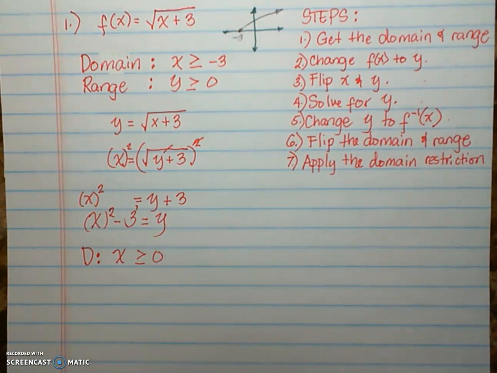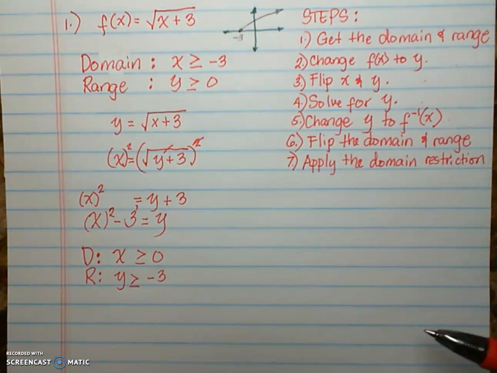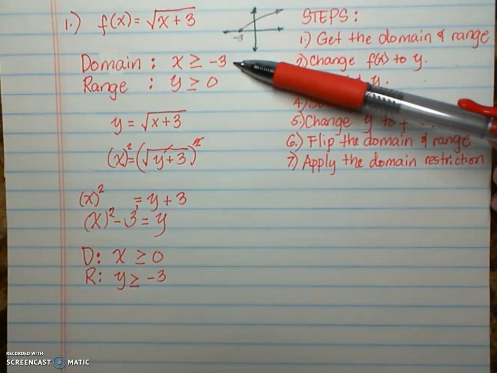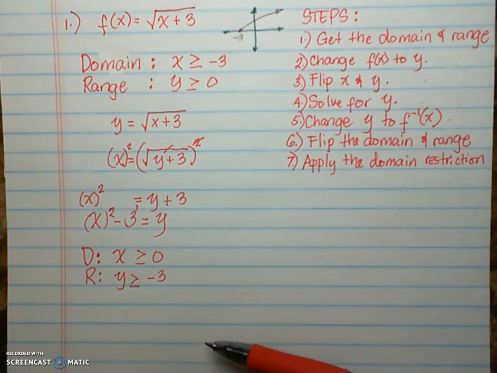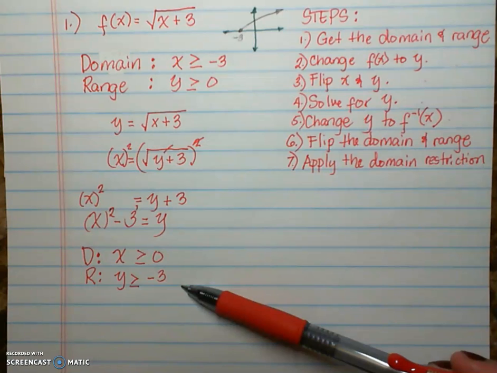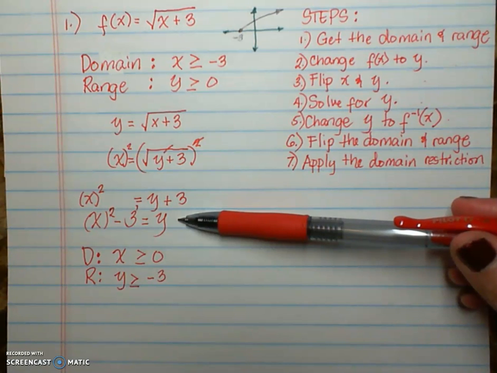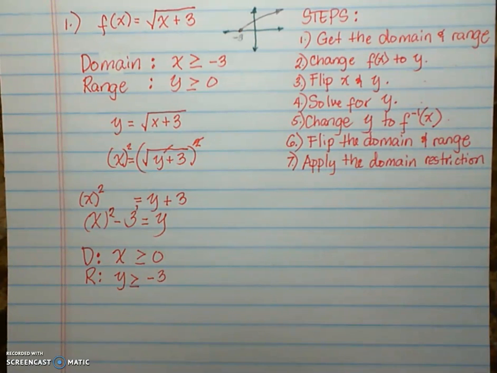So the domain for your inverse function is x greater than or equal to 0. And of course, your range is going to be the domain of the original function. So your range is going to be y is greater than or equal to -3. By the way, do not forget to change this back to its inverse function notation.